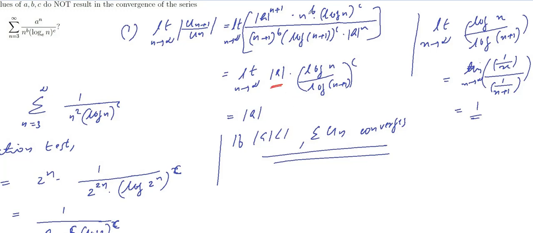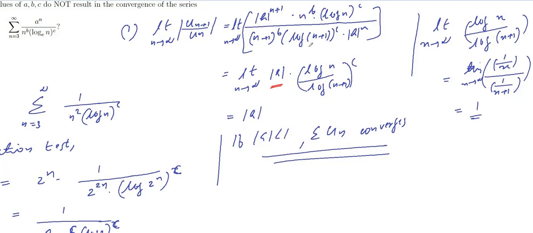And n to the power b and (n plus 1) to the power b. See, both are having the same degree polynomial, and the leading coefficient is 1. So when you take the limit of that, you will get 1. We have seen many such problems. So directly you can write that the limit is 1.